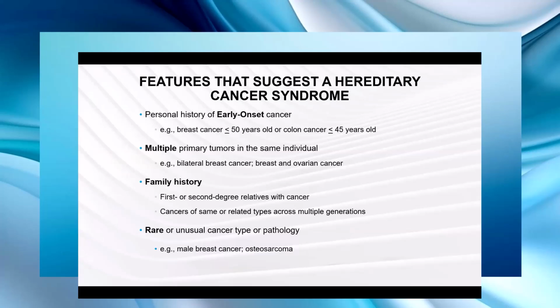And family history is also very, very important, as we'll see later throughout the webinar today. Does the patient have first or second degree relatives with cancer? If so, is the cancer the same type or a different type from the proband? The last thing, rare tumor types or unusual pathological features of the tumor. For example, male breast cancer may be indicative of BRCA1 and BRCA2, and osteosarcoma may point you to Li-Fraumeni syndrome.